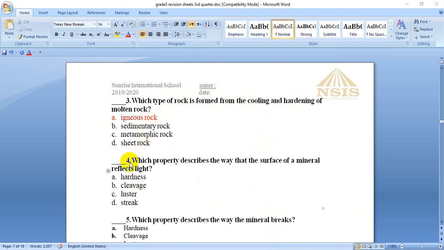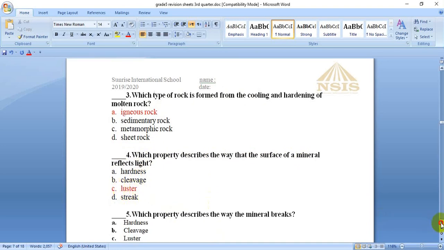Question 4. Which property describes the way that the surface of a mineral reflects light? Hardness, cleavage, luster, or streak. So the answer for this question will be, what do you think? It will be luster. Next question, question 5.